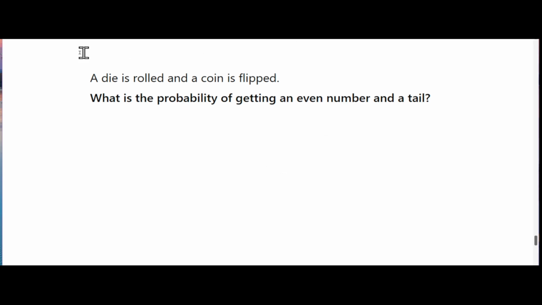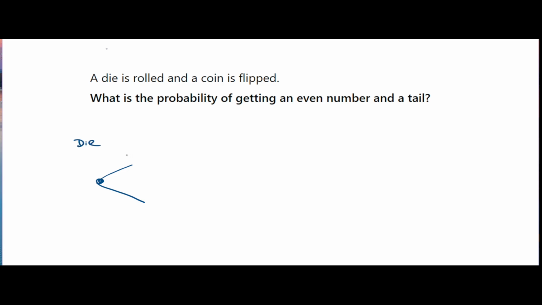Okay, a die is rolled and a coin is flipped. What is the probability of getting an even number and a tail? Okay, we'll construct a probability tree, and we'll say that we roll the die first and then flip the coin. So here's where we start. So this is our die.